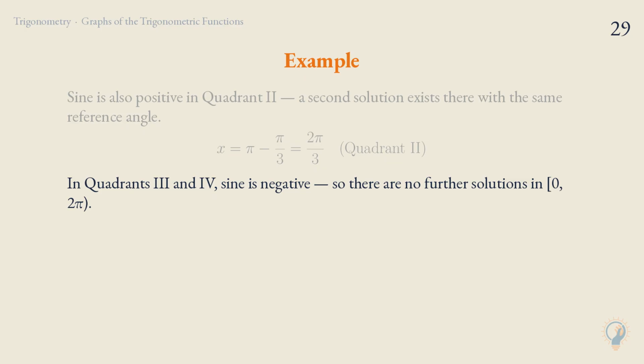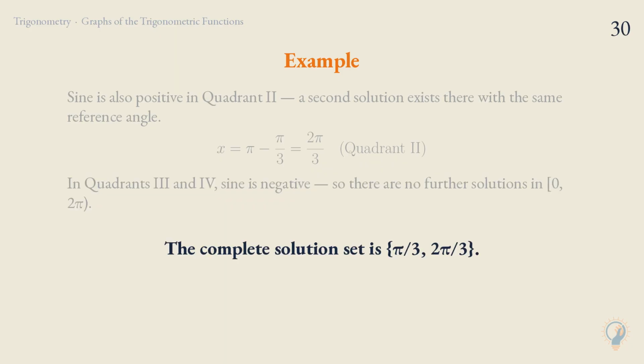In quadrants 3 and 4, sine is negative, so there are no further solutions in the interval. The complete solution set is pi over 3 and 2 pi over 3.